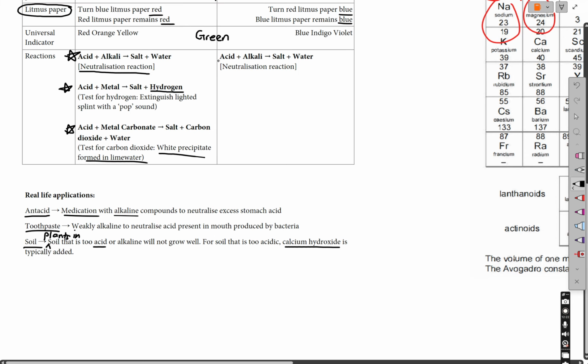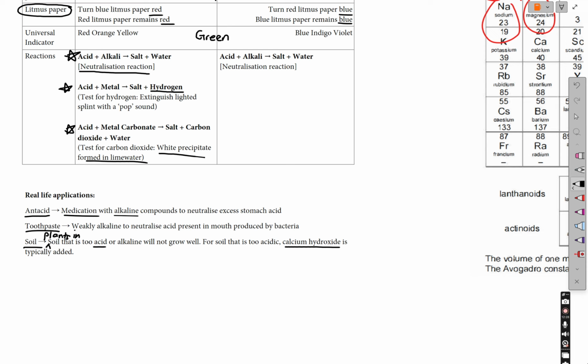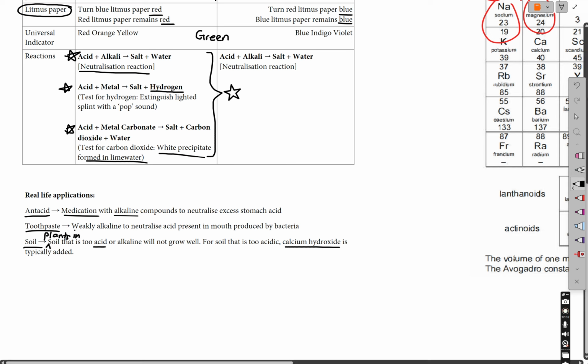Okay, so what we need to do now is to be able to write the word equations for these three reactions especially, on top of what was gone through in your activity book.